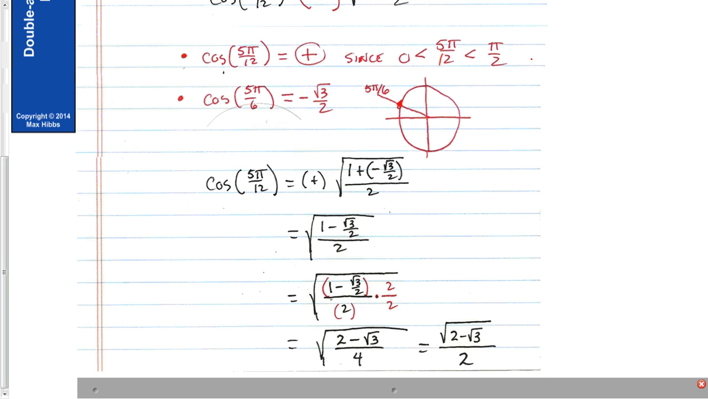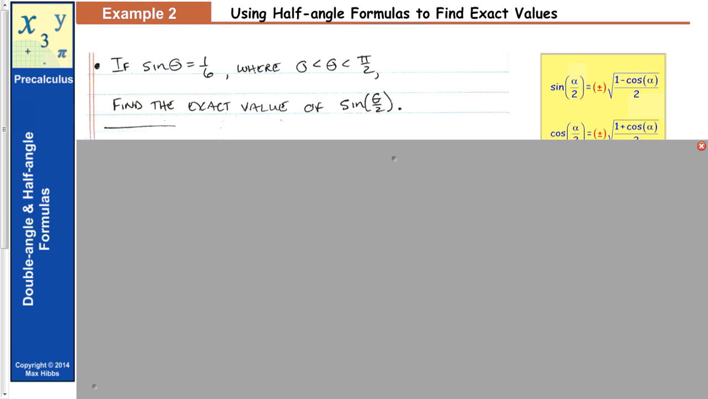Okay, let's see what our next problem is. Here we've seen problems similar to this in other sections. We're told that the sine of theta is 1/6, and we're also told that theta is an angle between 0 and pi over 2. From that information, we are to find the exact value of the sine of theta over 2. We know the sine of theta, and we know where theta is, so we're asked to find the sine of theta over 2.